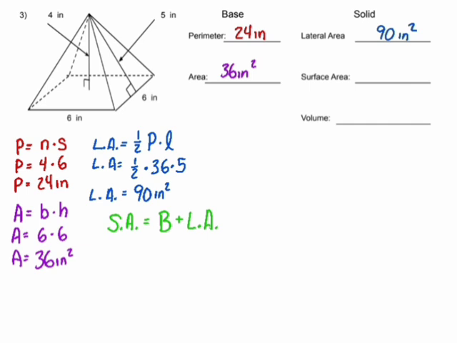To find the surface area, we're going to take the area of the base and add it to the lateral area. But we know the base is 36, and we know the lateral area is 90. 36 plus 90 is 126 inches squared.